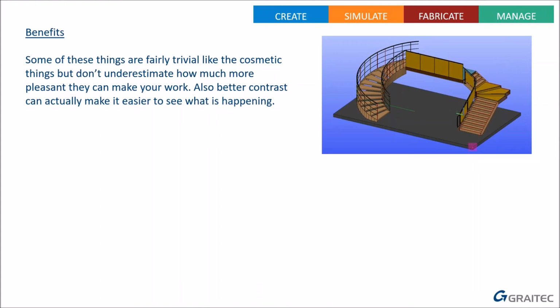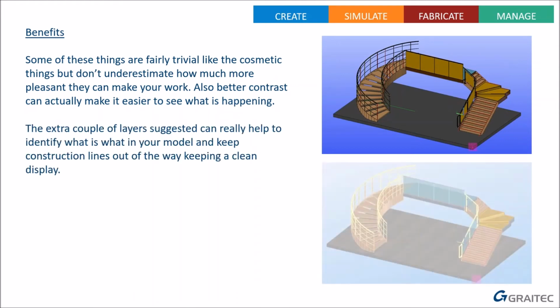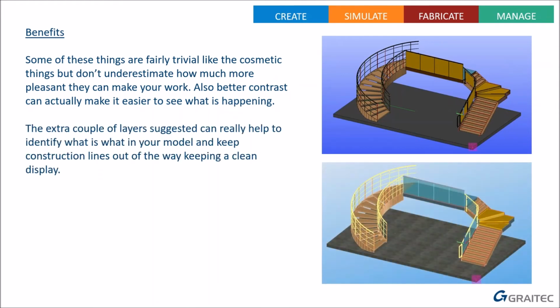Ergonomics are important. Make clear contrast between things. If you're colorblind, you can change it away from colors you can't see clearly, and choose colors that you can distinguish clearly. So better contrast, more pleasing colors, easier on the eye, either brighter or softer, whatever you prefer. Much better for ergonomics and reduces eye strain and so on. The extra couple of layers make managing your model easier and keeps the display clean and tidy.